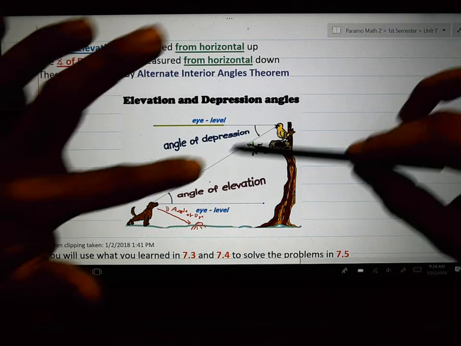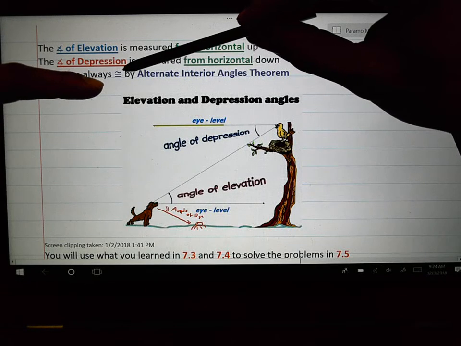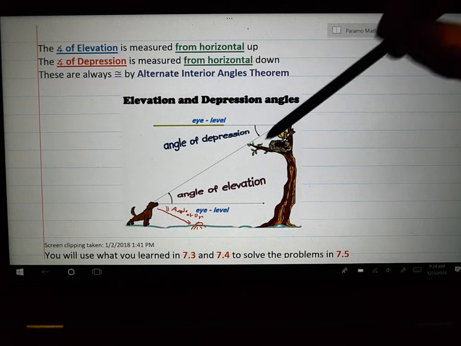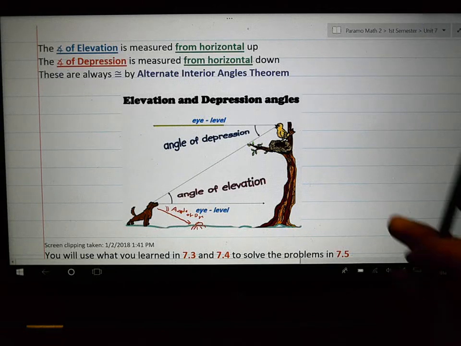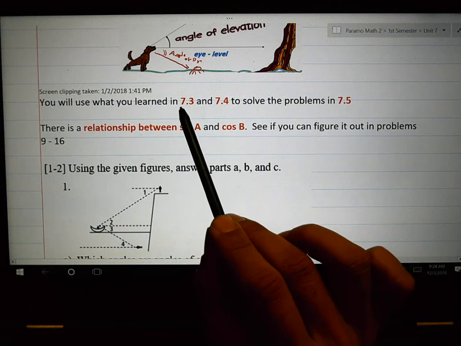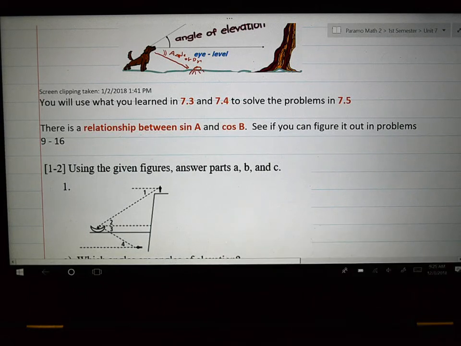And these two angles are always going to be congruent to each other. Why are they congruent? Because of the alternate interior angles theorem. If you're ever dealing with a proof, they're congruent by that property. And then the last few things that we have, what we did in 7.3 and 7.4, that's how we're going to solve the problems in 7.5.